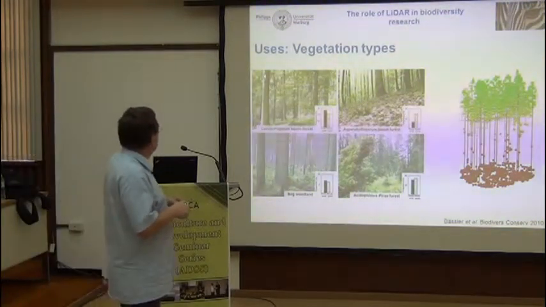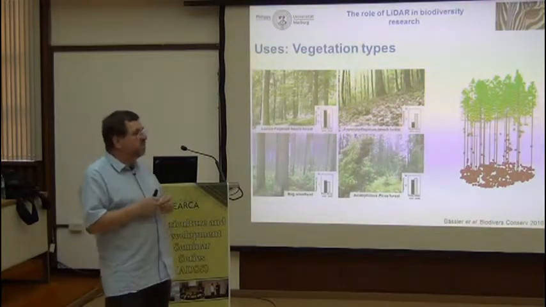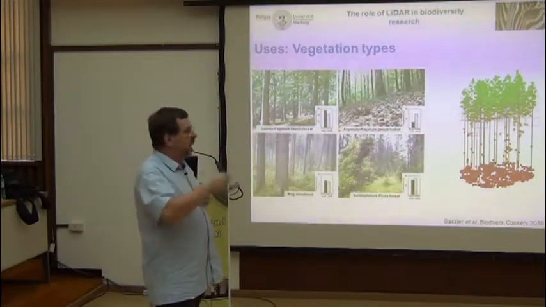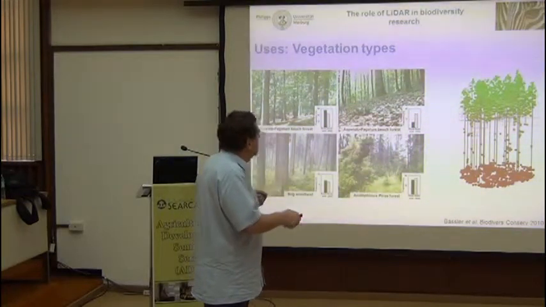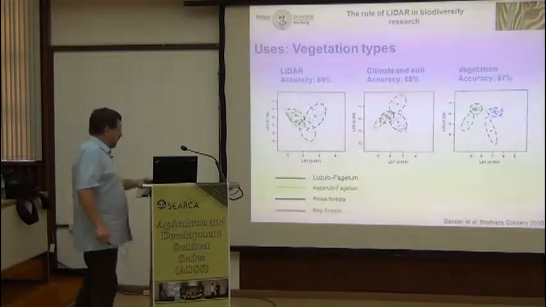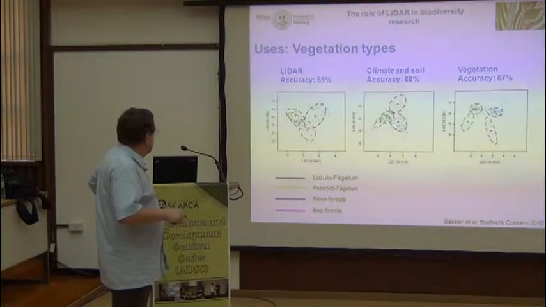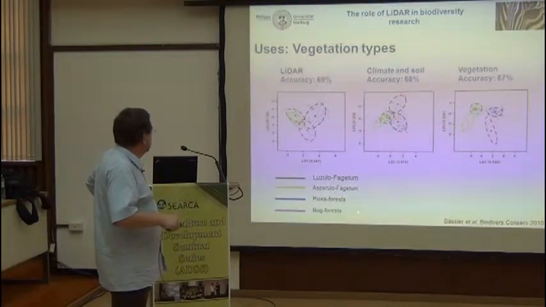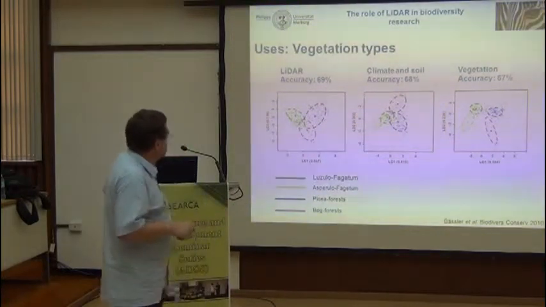And because beech has a different appearance than pine, it should be possible to classify habitat simply by using LiDAR data, simply by using how the points are distributed. And this we have done here in a very simple way. We have here the four different forest communities coded with different colors. The points are the different plots.